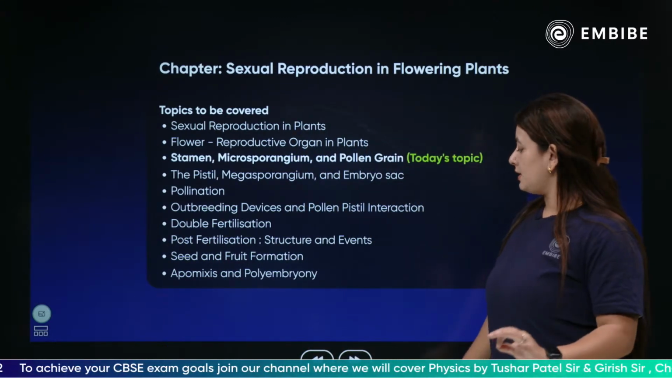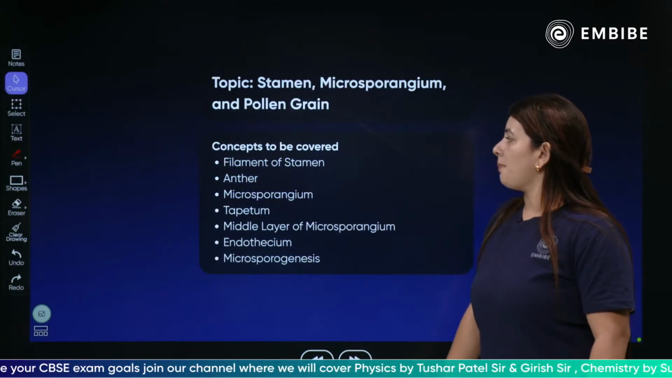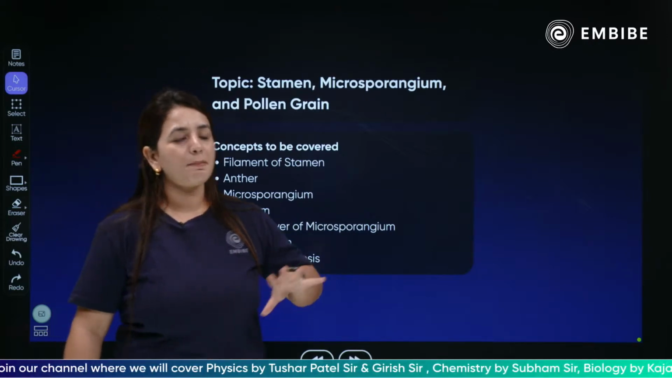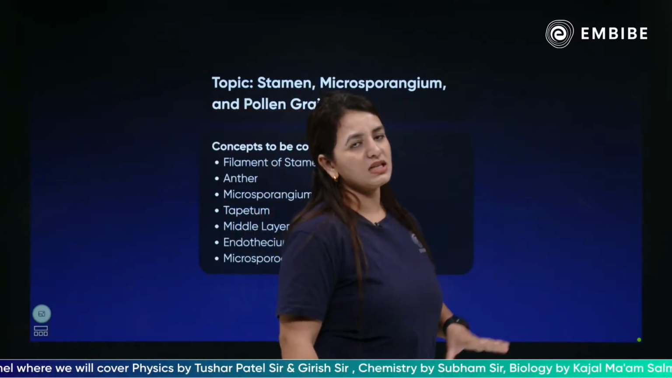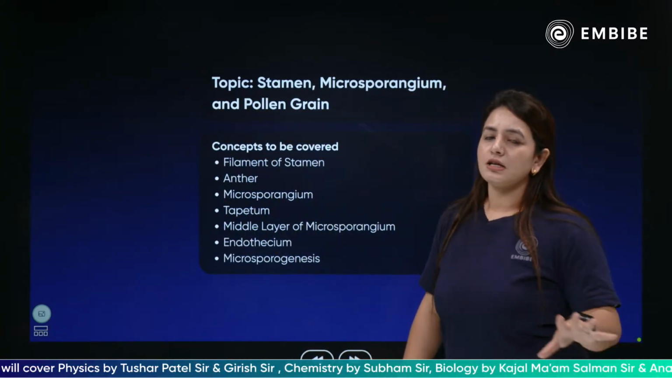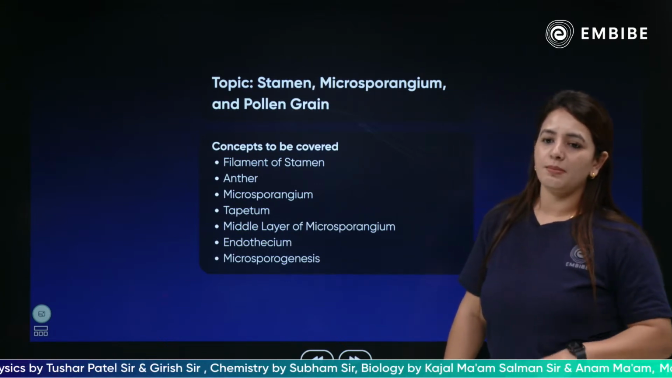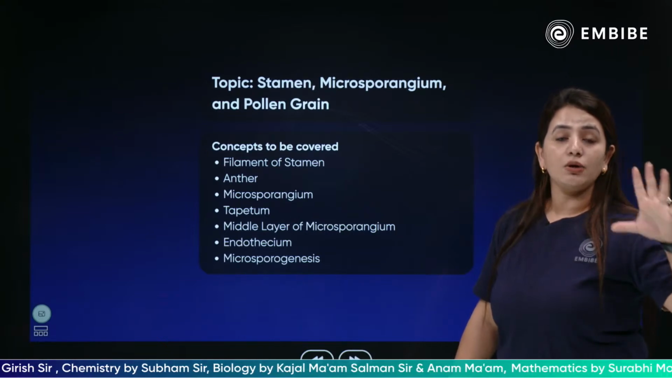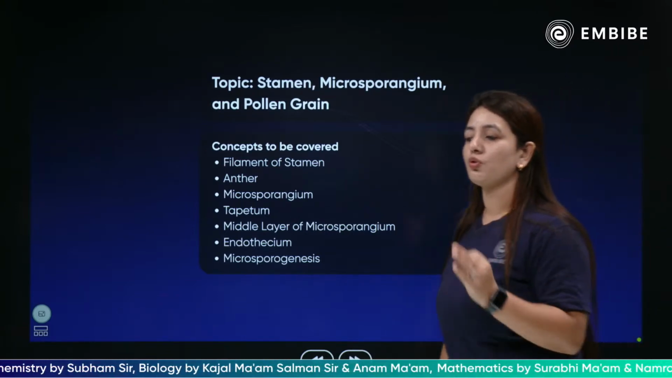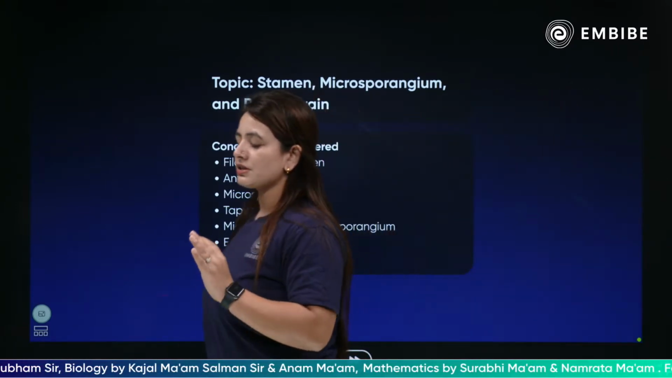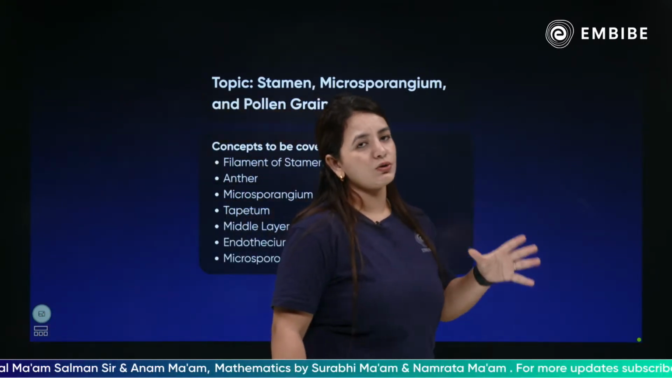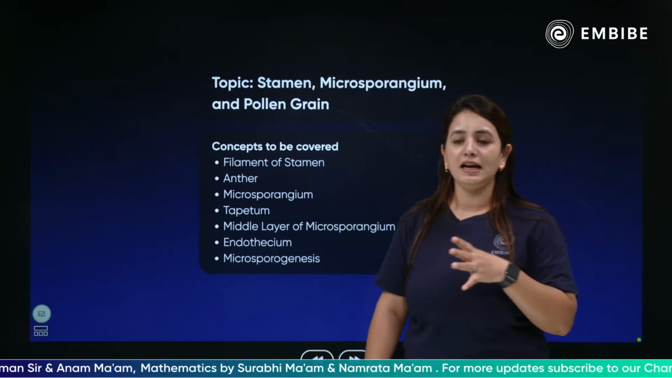Okay, so children, the concepts to be covered today are totally related to the male reproductive part, which is the stamen. We are going to discuss the filament of the stamen, anther, microsporangium, tapetum, middle layer, endothecium, and microsporogenesis. In short, we are going to dissect the whole male reproductive part and see exactly what lies within it.